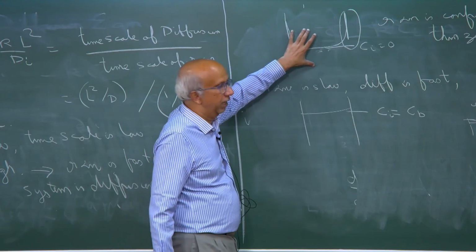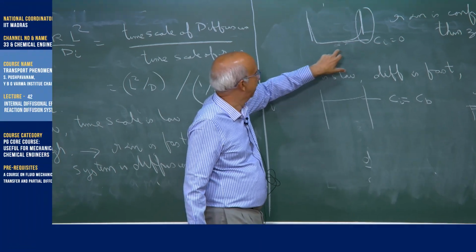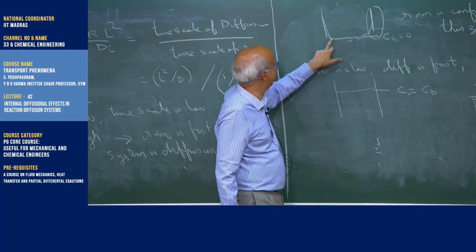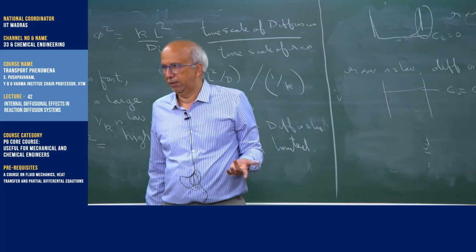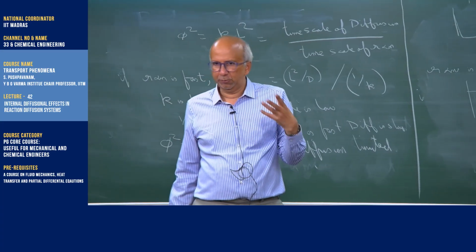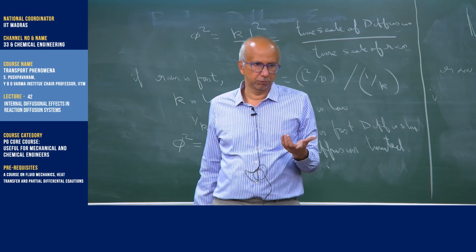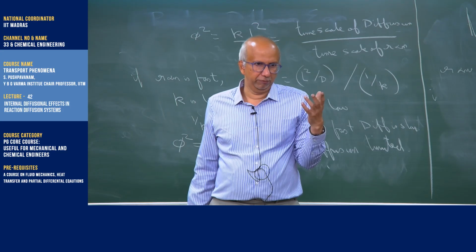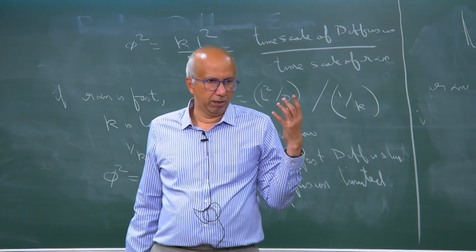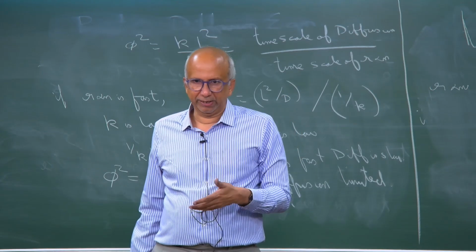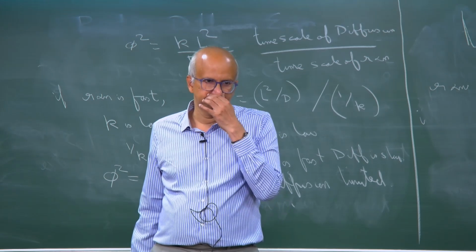But here, if your diffusional resistance is high and the reaction is fast, all the catalyst at the center is not even participating in the reaction, because the concentration of the reactant is 0. So it does not participate, and putting any catalyst in the center is a waste. If you look at catalyst design, you have to understand this ratio of kinetics and internal diffusion to understand how to design your catalyst.